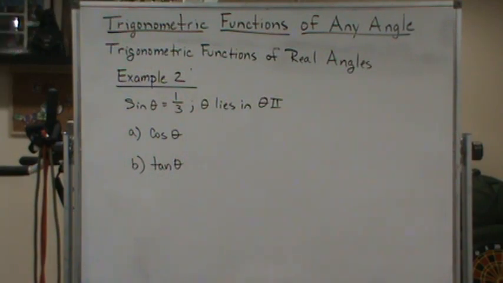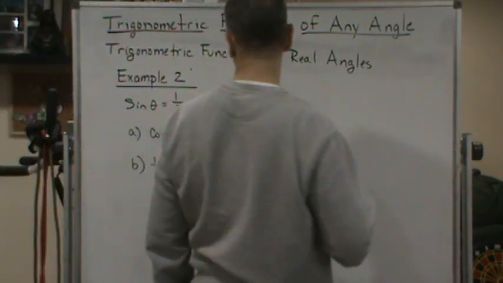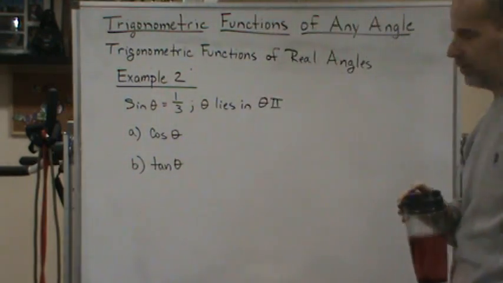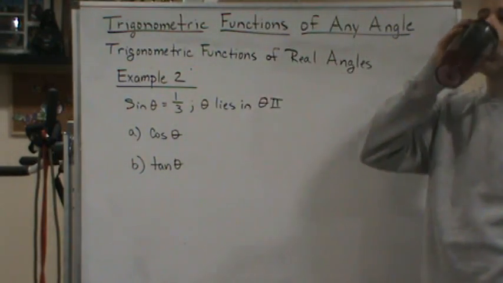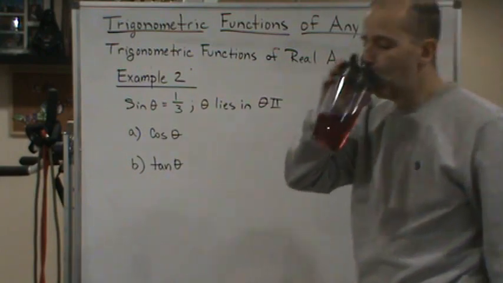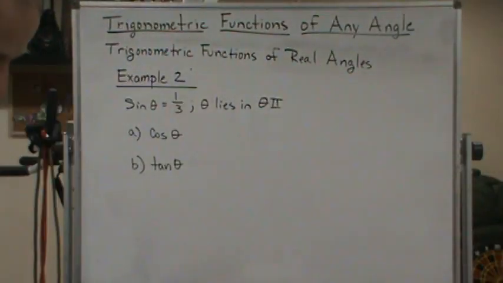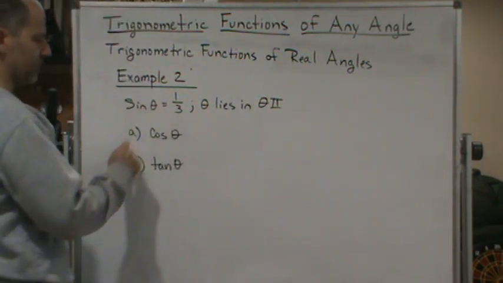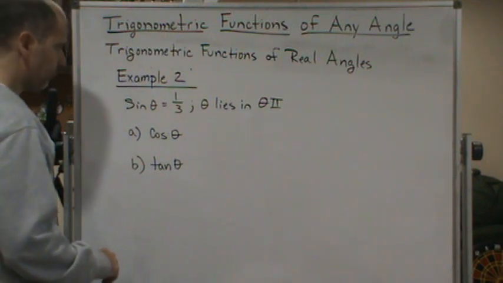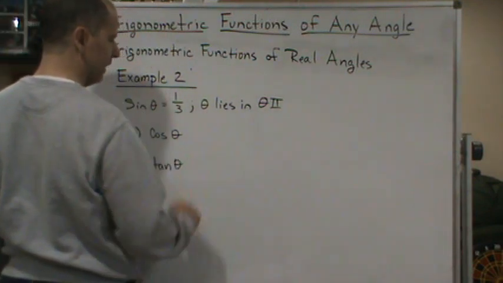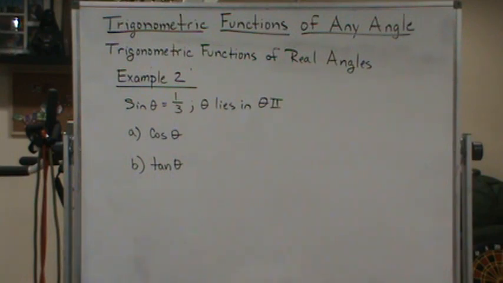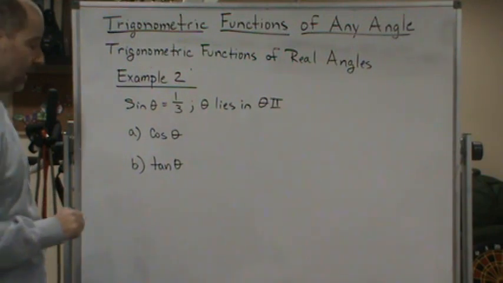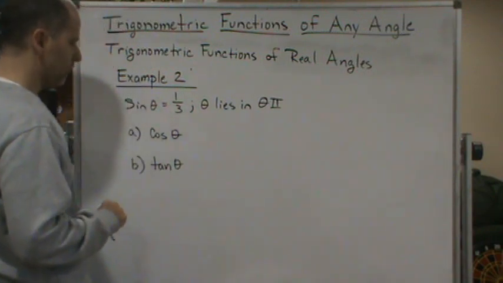Okay, welcome back, and now here's another example, and we're going to use this information to solve parts A and B. So in this example, we're told that sine of theta is equal to 1/3, and we're also told that theta lies in quadrant 2, okay? So we want to use this information to find first cosine theta, okay?